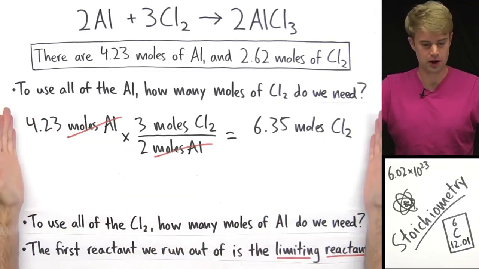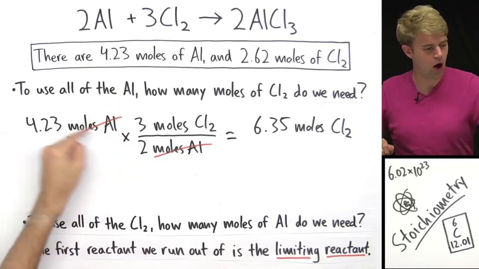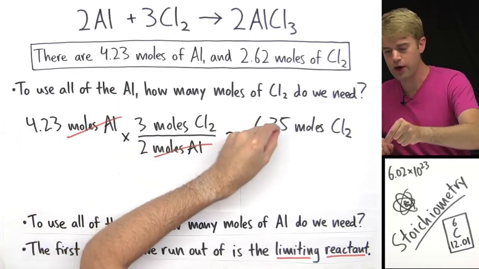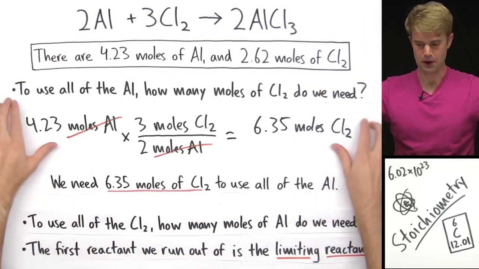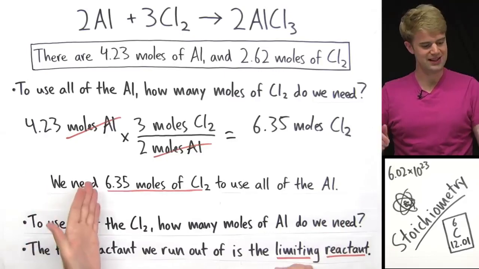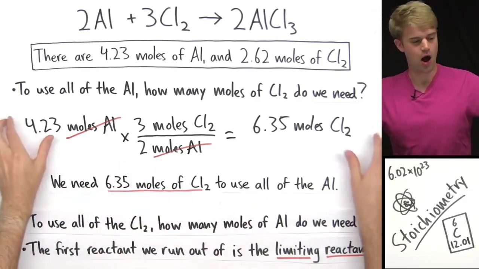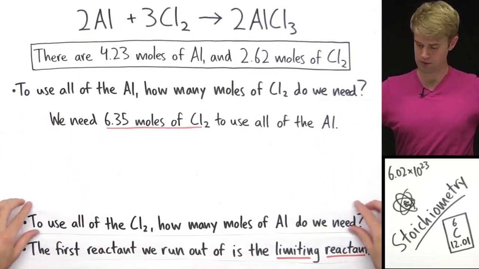Okay, so what is this actually telling us? The math here is telling us that in order to use all of the Al, all of the 4.23 moles of it, we need 6.35 moles of Cl2. So here it is in words. We need 6.35 moles of Cl2 to use all of the Al. Okay, so here is the answer to this part of the problem.